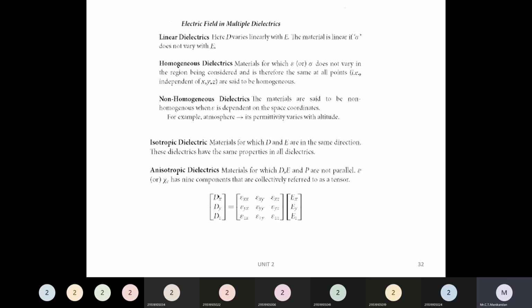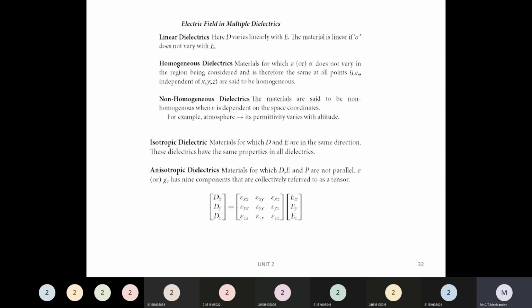Non-homogeneous dielectric: materials that are dependent on space coordinates. The next ones are isotropic dielectrics and anisotropic dielectrics. Isotropic dielectrics are materials for which D and E flow in the same direction.